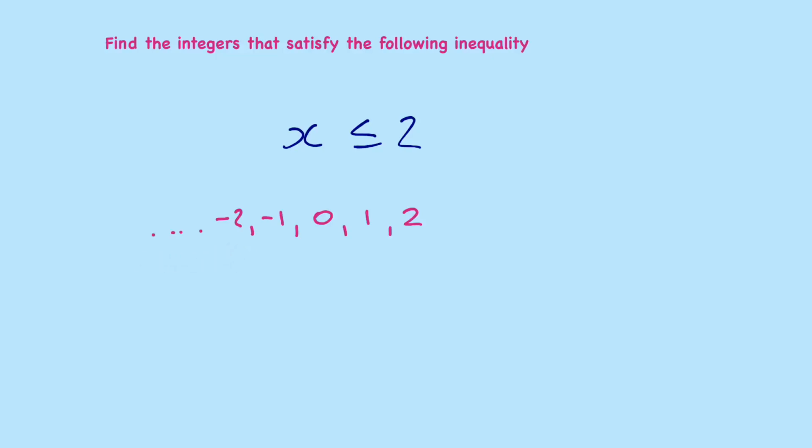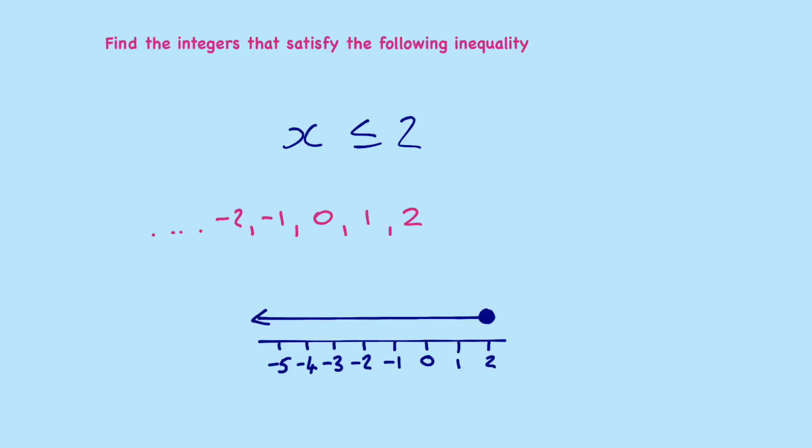Now I wrote the numbers this way just to demonstrate what they would look like on the number line. However, you would list them like this. So 2, 1, 0, minus 1, minus 2, etc. So let's see what it would look like on a number line. It is very common to represent the solutions on a number line.